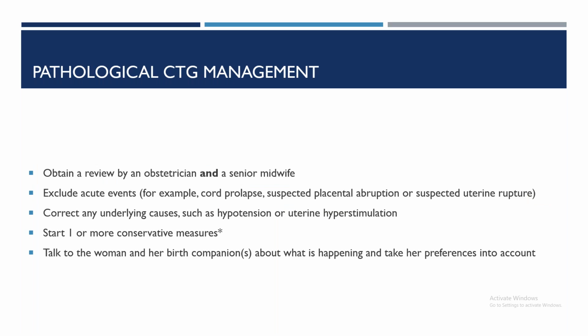Now, how are you going to manage this pathological CTG? So, pathological CTG, first, all these things, that is, you have to obtain a review by obstetrician or senior midwife, exclude acute events. So, there are 3 acute events you all know. One is cord prolapse, another is abruption, and another is scar rupture or uterine rupture. Okay, so these are the acute events that you have to exclude. Correct any underlying cause like hypotension or hyperstimulation. Start conservative measures and talk to the woman and her birth companion. So these are the routine measures you have to take.